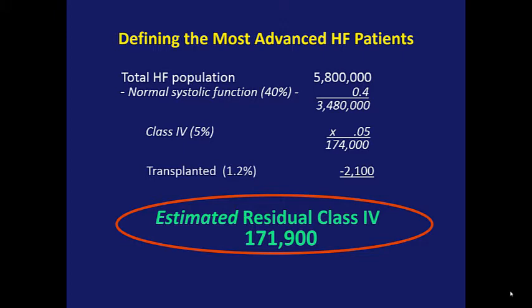So let's talk about the most advanced heart failure patients. So you have about 5.8 million Americans who have heart failure. 40% will have heart failure with preserved EF. So we're going to take them out of the equation. So you're left with about 3.5 million patients.